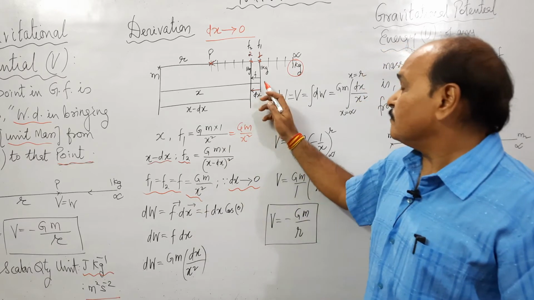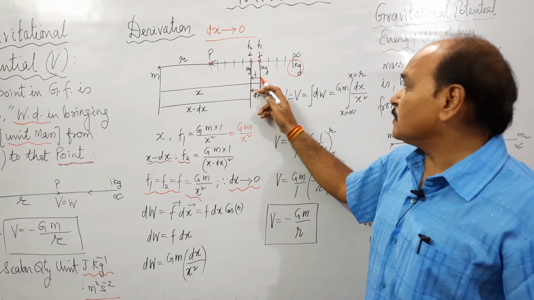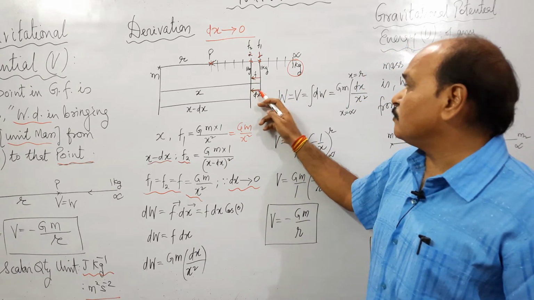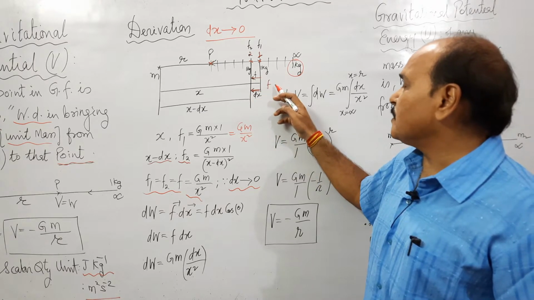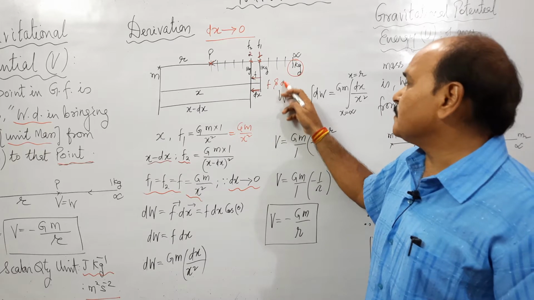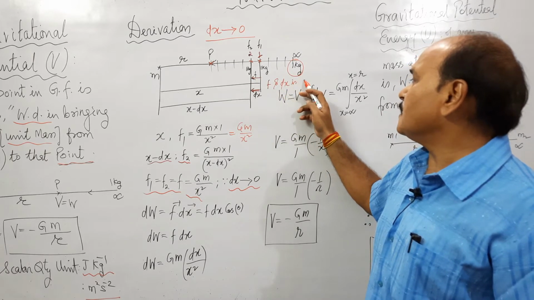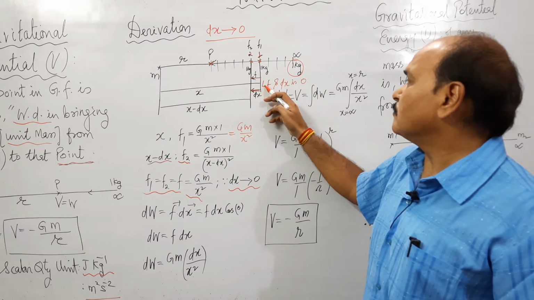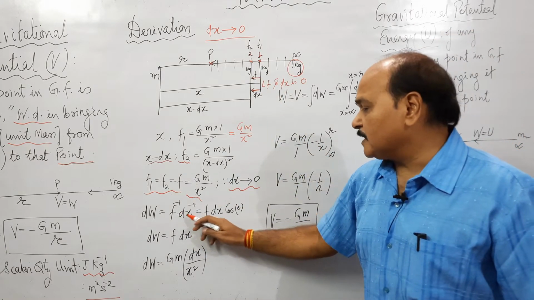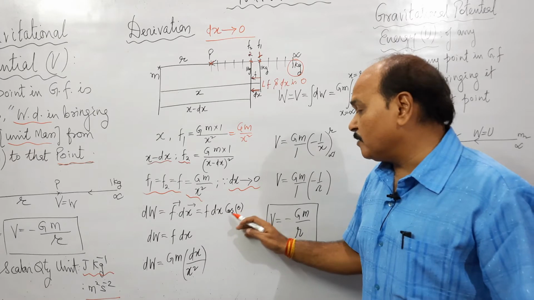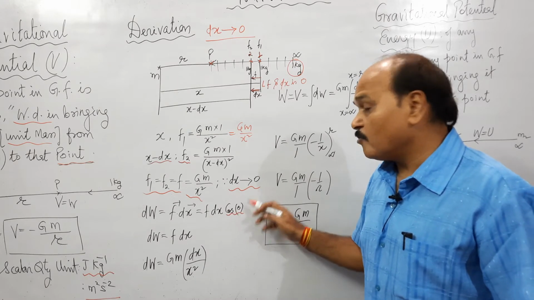This force, which is always attractive, is towards the left, and the displacement is also towards the left. So what is the angle between force and displacement dx? It is 0. So what is this F dot dx? F dot dx is F dx into cosine of the angle between them, that is 0. Cos 0 is 1.